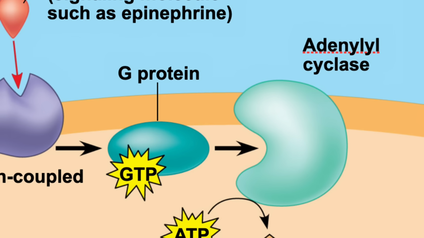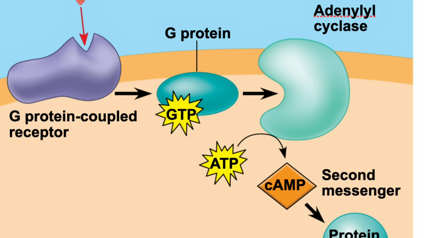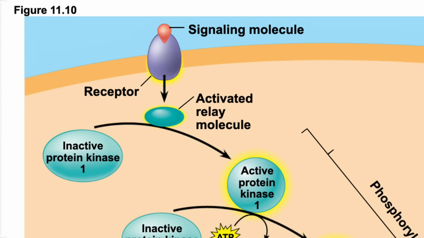The enzyme that the G protein activates is adenylyl cyclase, which, as the name suggests, creates cyclic AMP from ATP. So this totally makes sense. We have a receptor that creates these cyclic AMP molecules through that G protein and the second messenger, which can now start the transduction process. So let's do just that. In this image, we see that there is this activated relay molecule, and guys, that is cyclic AMP.